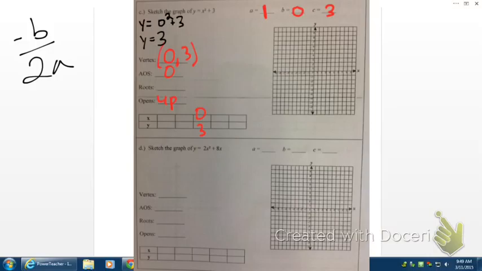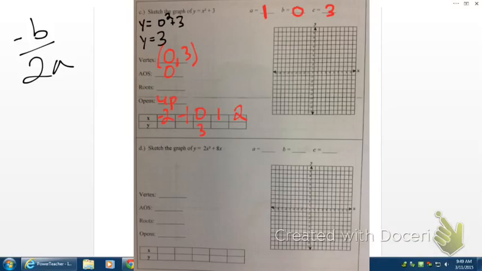Now, remember, I always want you to go up 1 and go up another 1. So go up 1, go to 1. Up 1 from 1, we get to 2. Go down 1 from 0, we get negative 1. And go down 1 from negative 1, we get negative 2. Okay? So we have all these x values.